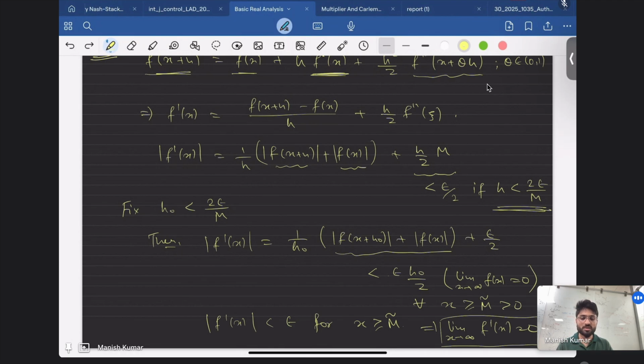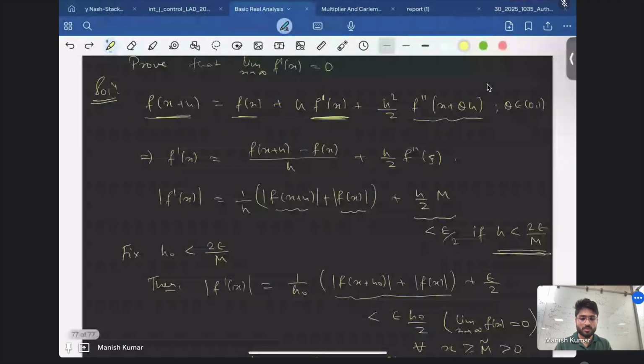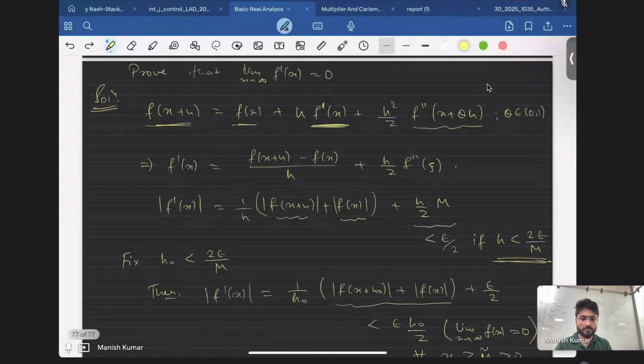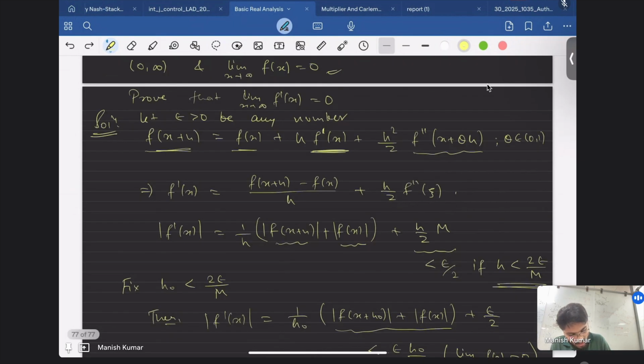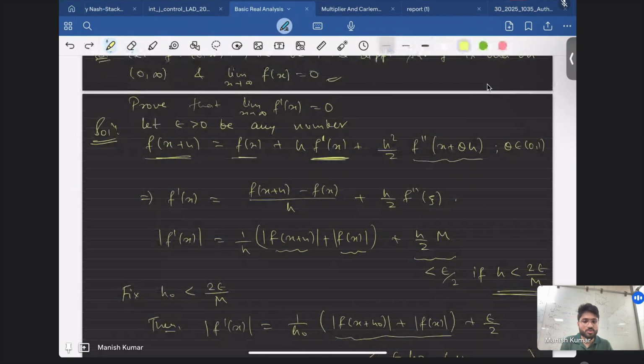Sir, from where have you introduced epsilon? Initially you choose this epsilon. Right, so why do I choose this? Because I want to show that this limit is equal to 0, and for that what do I need to show? That the modulus of f prime of x will be small, I mean less than epsilon. So that's why I have to fix some epsilon initially, and then proceed with this.